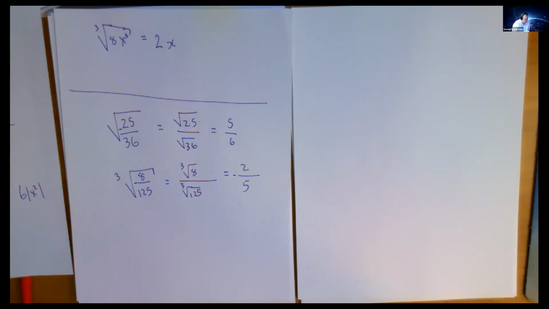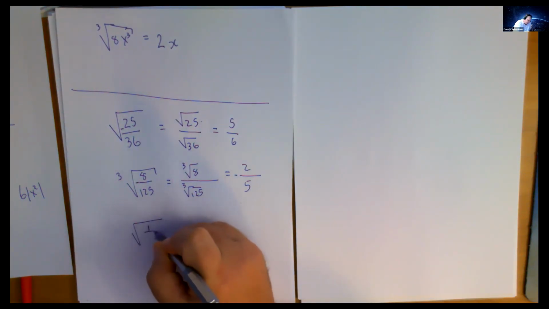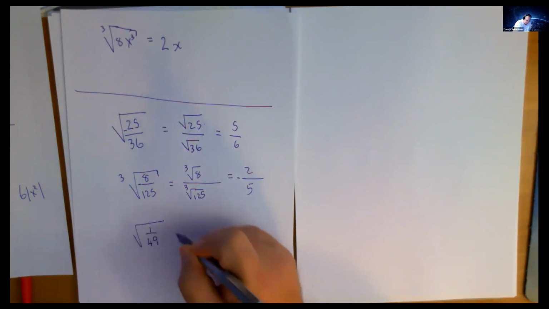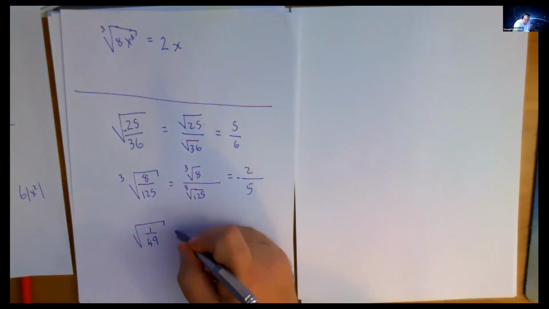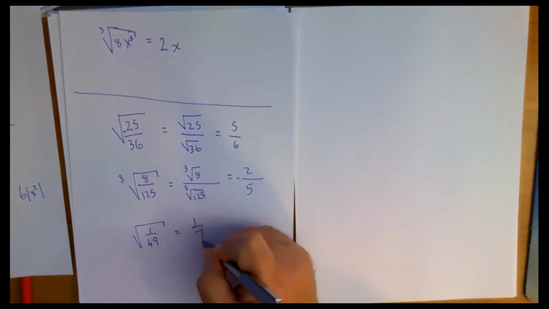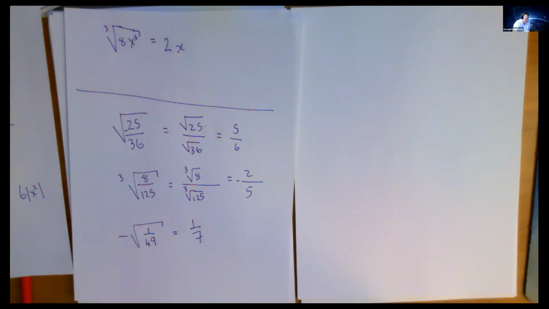And good. What about this fraction? Square root of 1 over 49. Any takers? Square root of 1 over 49. 1 over 7. Yeah, 1 over 7. I agree. Suppose the negative was on the outside, because sometimes it might be. Wouldn't the answer just be negative 1 over 7? Because it's okay to be outside, it's inside that causes trouble.